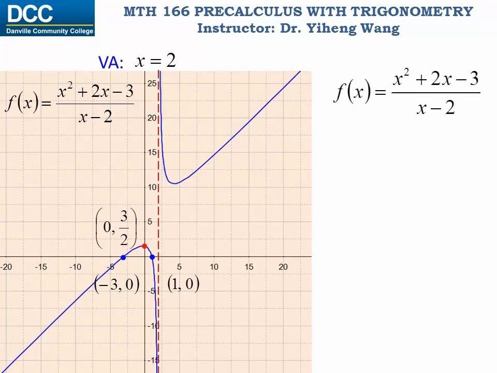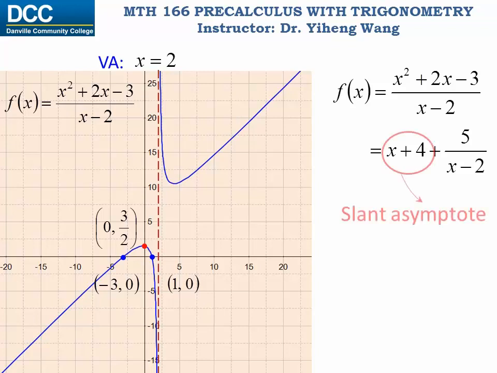But for this rational function, if we use synthetic division or long division, we can rewrite it as x plus 4 plus 5, the remainder from synthetic division or long division, over x minus 2. And this x plus 4 here corresponds to a slant asymptote, which has the equation y equals x plus 4, and on the graph corresponds to this 45-degree line.